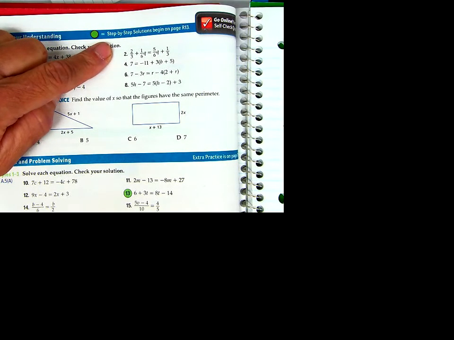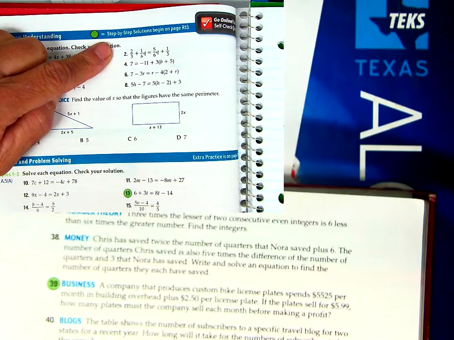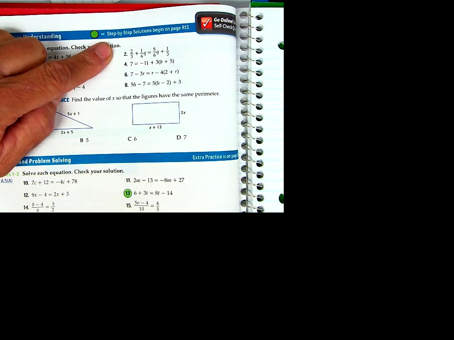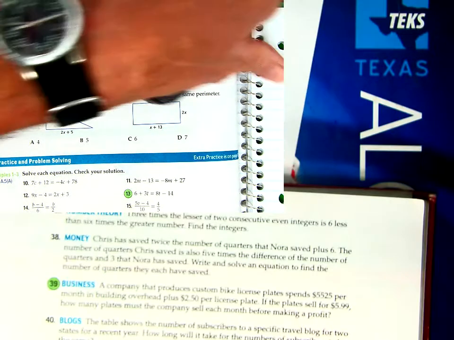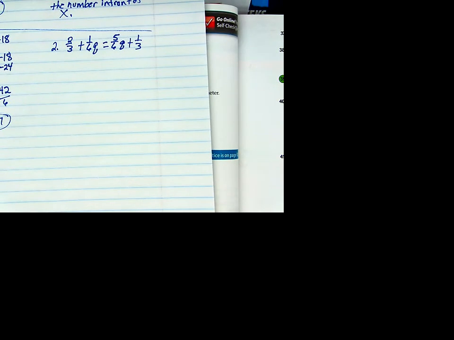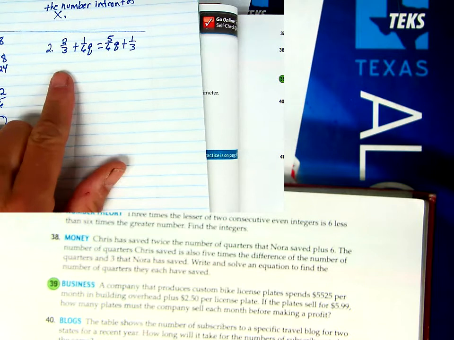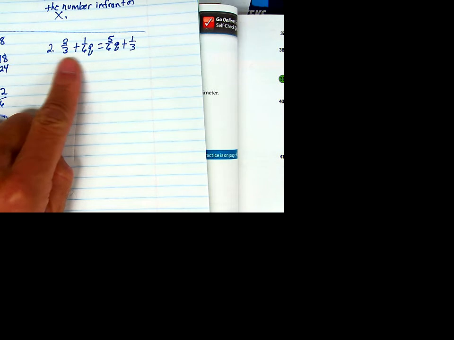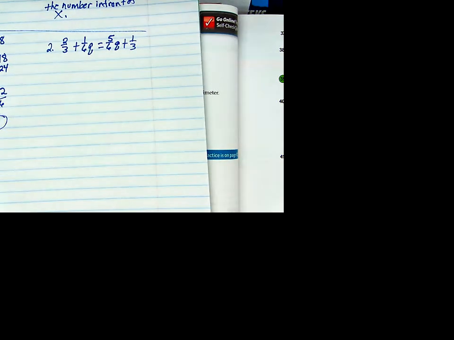It's 2 over 3 plus 1 over 6 q equals 5 over 6 q plus 1 over 3. All right. Is there any math to do on the left? Nope. How about on the right? No. So step number 1, move all the q's to the same side.